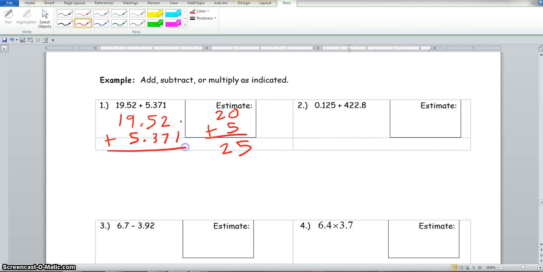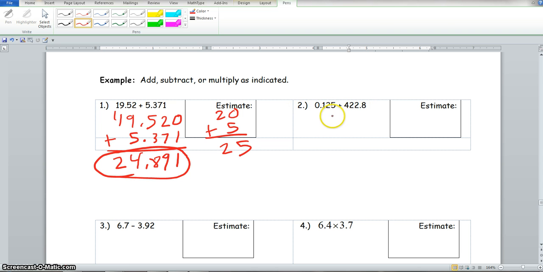And we will add. Now remember, the place values have to line up, and we will add a 0 here, so we will have just as many numbers behind the decimal at the top and the bottom. So 0 plus 1 is 1, 2 plus 7 is 9, 5 plus 3 is 8, 9 plus 5 is 14, carry a 1, 1 plus 1 is 2. So 24.891 is approximately 25, but this right here is your final answer.